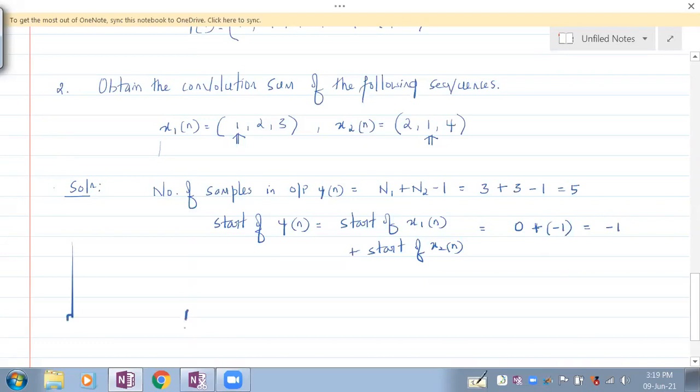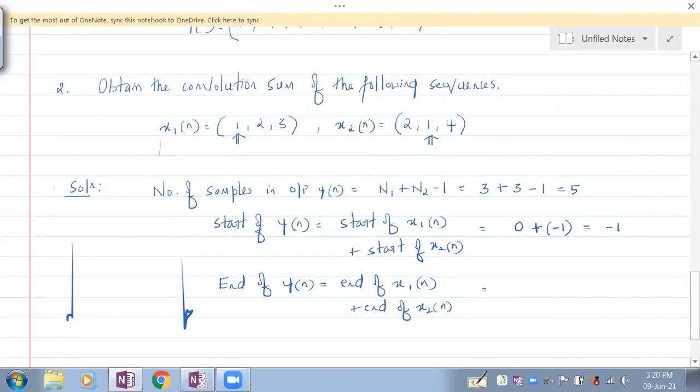The third thing that we need to see here is this. End of y of n. End of y of n is end of x1 of n plus end of x2 of n.